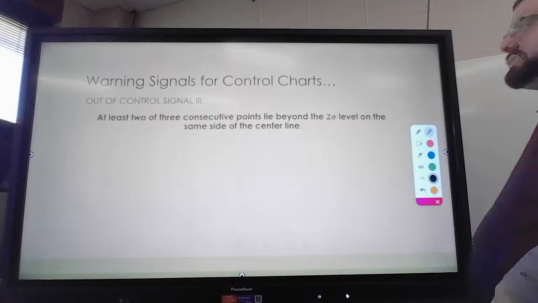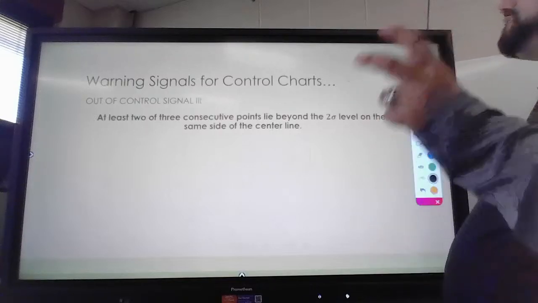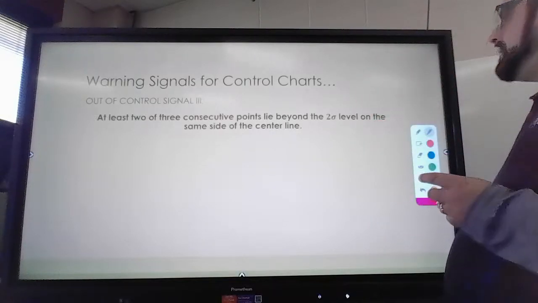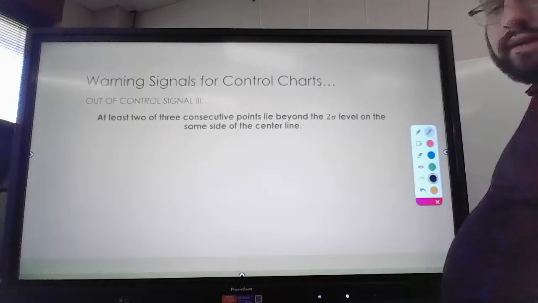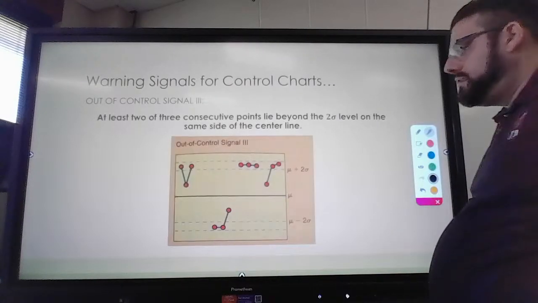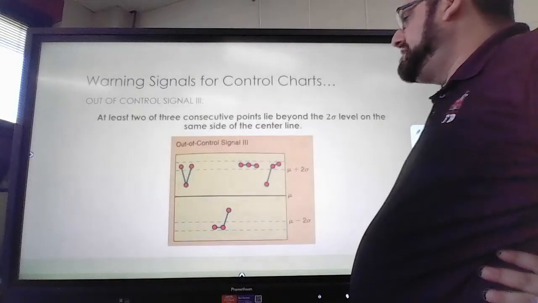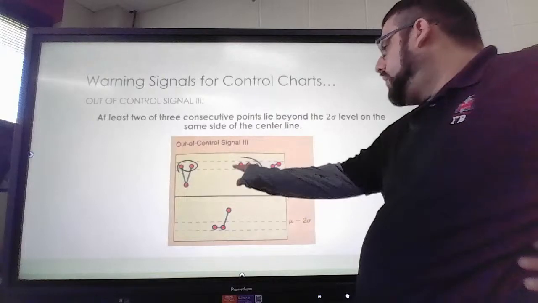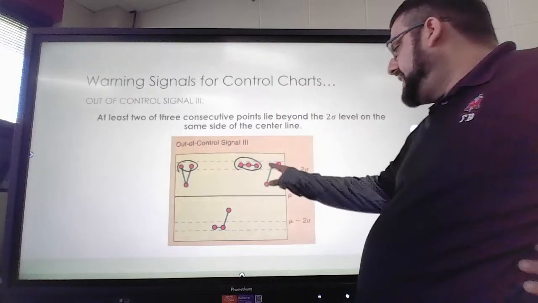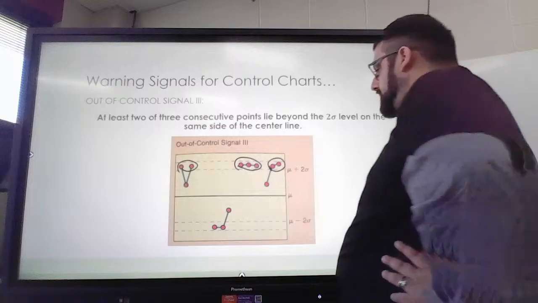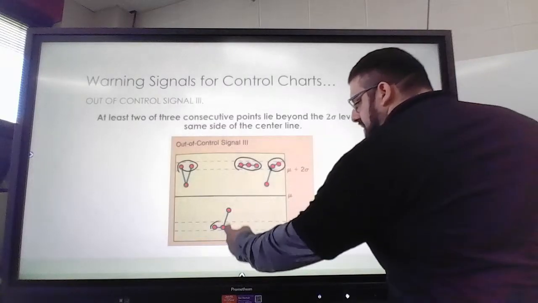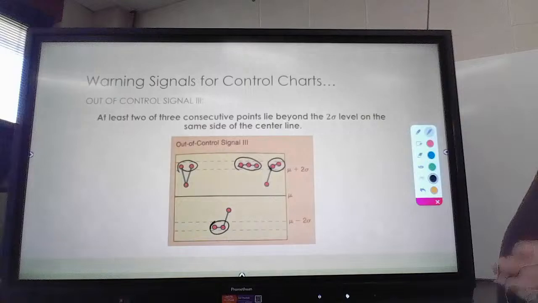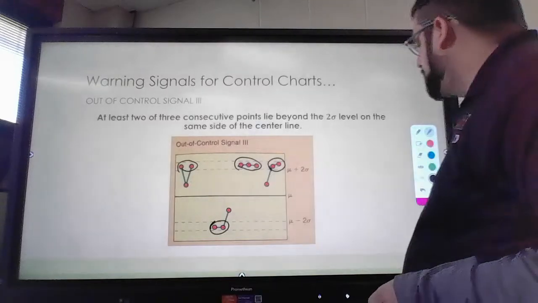And then the third out of control signal says at least 2 of 3 consecutive points lie beyond the 2 standard deviation level on the same side of the center line, like this. So it's 2 out of 3 consecutive points. Here's 3 consecutive points, 2 of those are above this line. Here, all 3 are above this line. 3 consecutive points, 2 of those are outside of that line, and then same thing here. So 2 of the 3 consecutive points have to be beyond the 2 standard deviation mark.